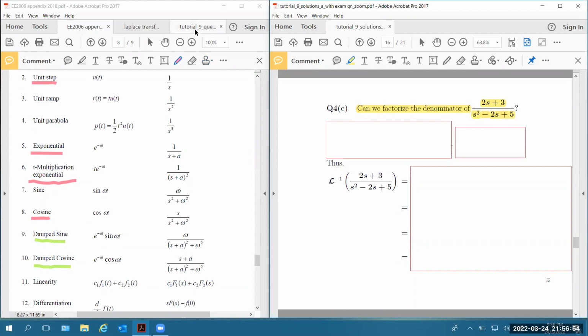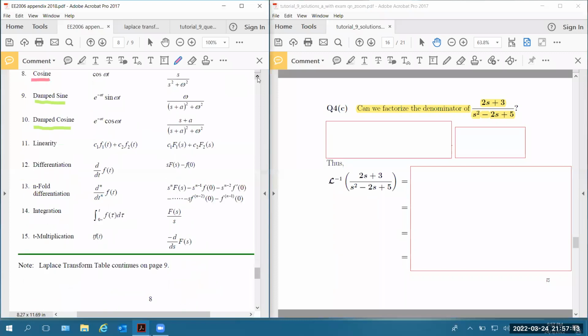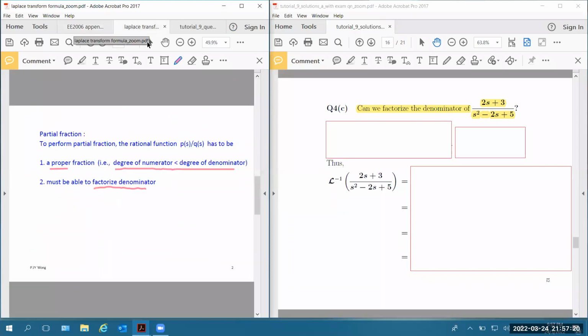All right, then of course we also wonder, should we go and do... sorry, I think I clicked the wrong file. Should we go and do partial fraction? Should we go and do partial fraction here?